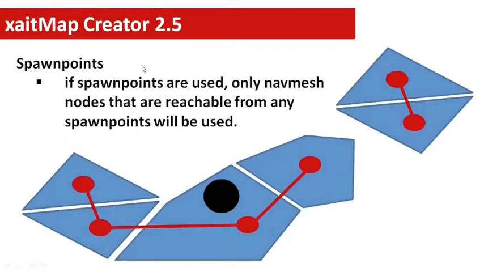So what are spawn points? Spawn points are marker objects that are introduced in xaitMap Creator 2.5 to indicate reachable areas in a navmesh. In the example below, there is a navmesh indicated in blue.